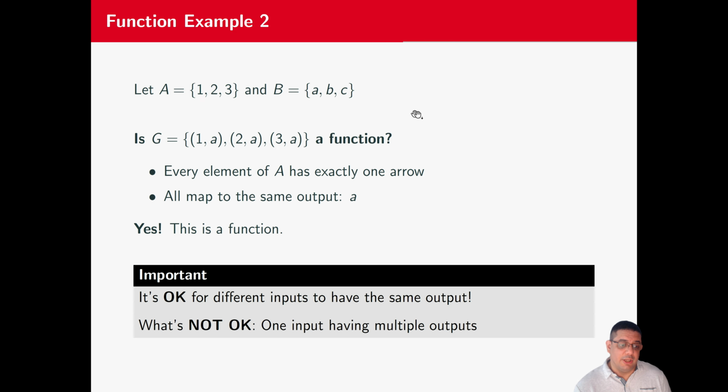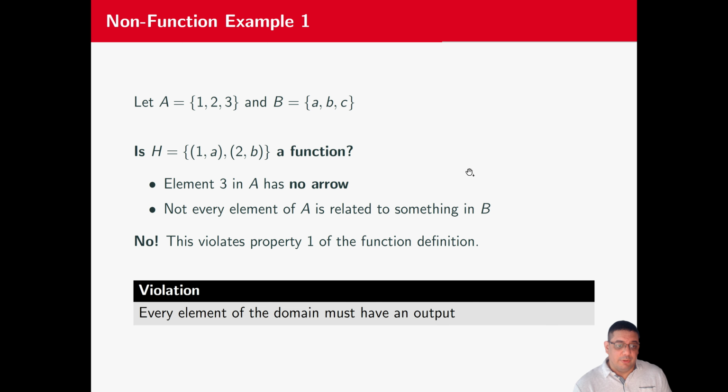Now, another example really would be: consider {1, 2, 3}, and B equals {a, b, c}. If we have the function (1, a), (2, a), (3, a), is this a function? And the answer is yes. Although every element is mapping to the same element in B, that doesn't matter because we have an arrow for each element and each input has one output. So it's okay for different inputs to have the same output. What's not okay is one input having multiple outputs. We see that in the next examples.